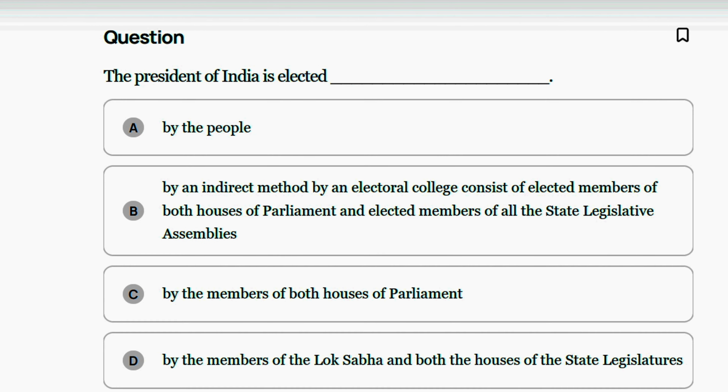Next question. The President of India is elected by an indirect method, by an electoral college consisting of elected members of both Houses of Parliament and elected members of all the state legislative assemblies. This is the answer. Sure, correct.